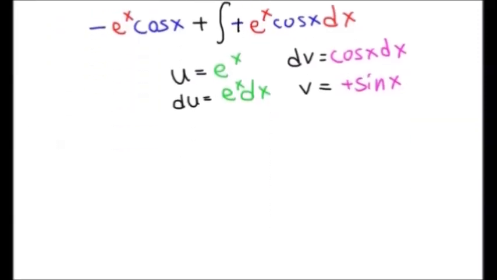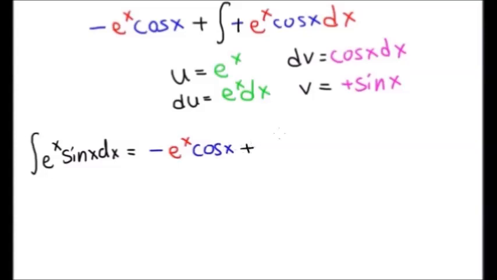We can then rewrite the whole integration as the integration of e to the x sine x dx is equal to the negative e to the x cosine x from the first integration by parts, plus e to the x sine x, minus the integration of e to the x sine x dx.